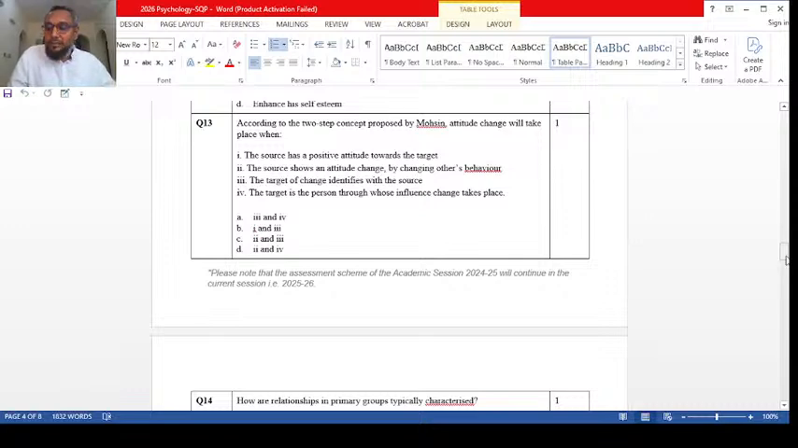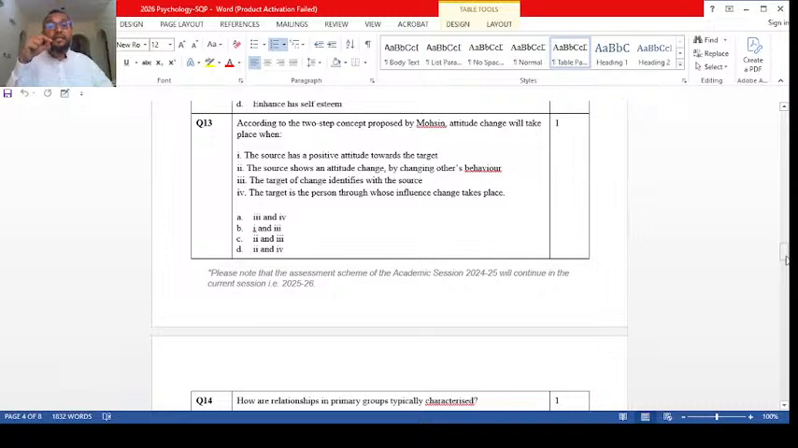The first one: the source has a positive attitude towards the target. This is the first quality; the source should have a positive attitude towards the target when you select the source. So the first one is right. The second one: the source shows an attitude change by changing others' behavior. No. The source first has to show the attitude change, and only then will the target change. So this point is reversed, and the second point is totally wrong.